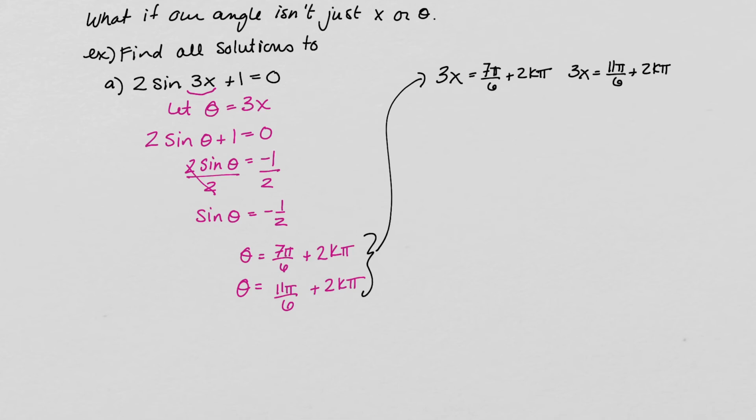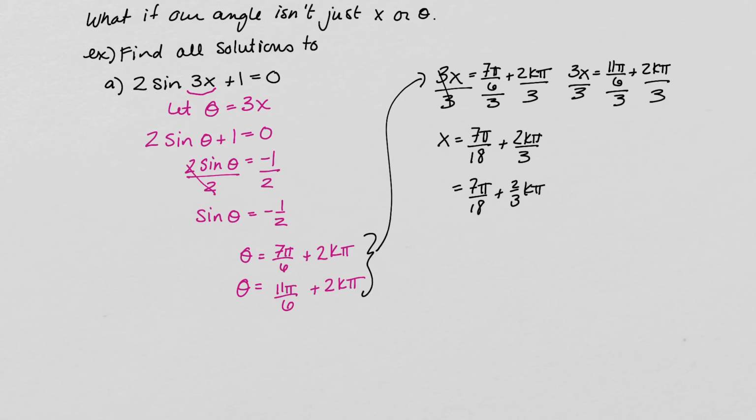Now I need to solve for x, so what do I need to do to solve for x? Yeah, divide each of these pieces by 3. So x is going to be 7 pi over 18 plus 2k pi over 3. Alex might write this as 7 pi over 18 plus 2/3 k pi. Either way is correct. It's the same thing, right? And then this other one, again, divide by 3. So x is going to be 11 pi over 18 plus, again, 2/3 k pi. Questions?